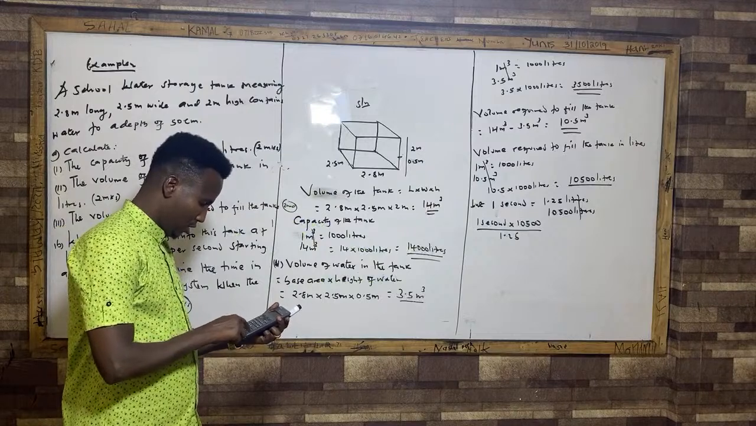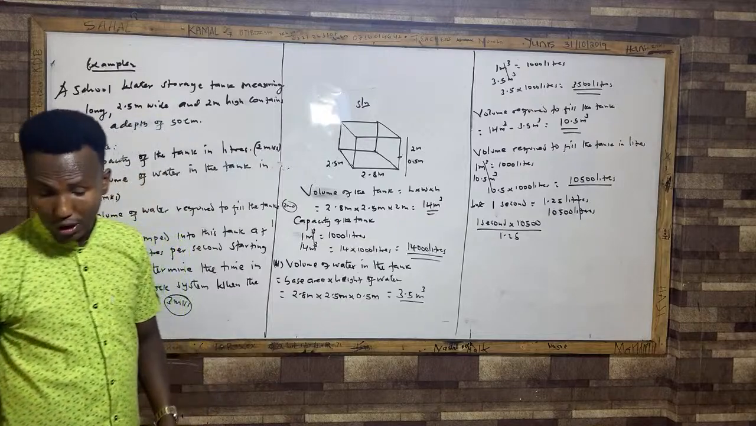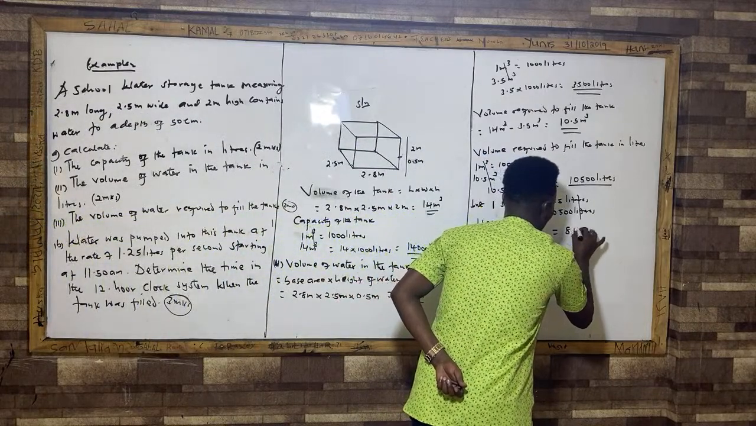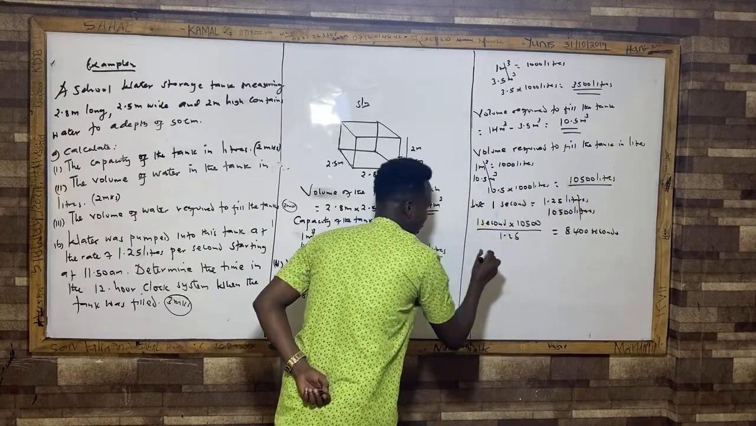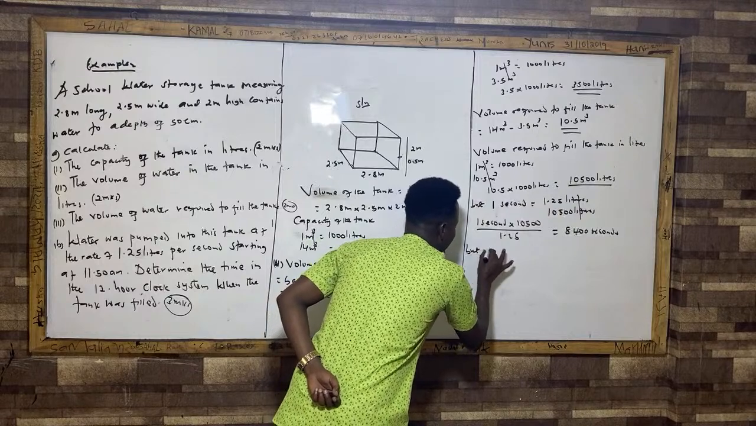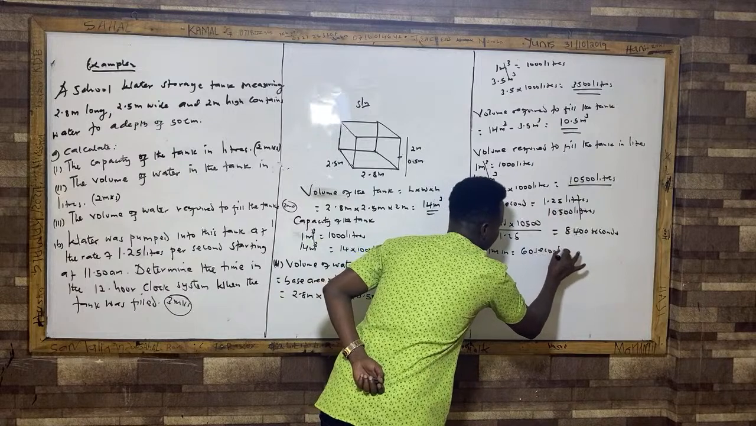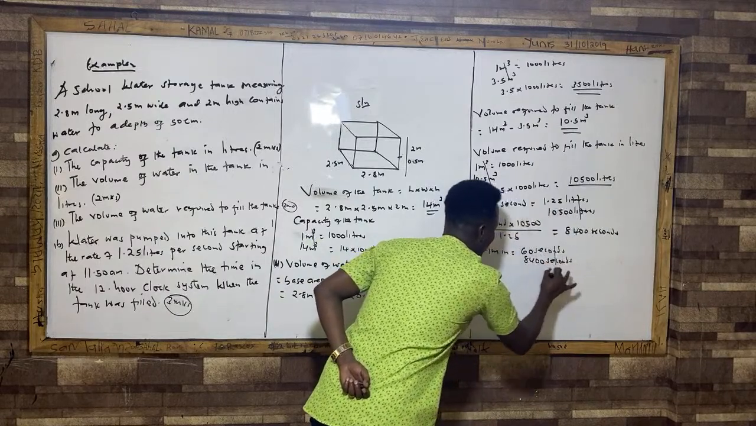10,500 divided by 1.25. So that gives me how much? 8,400 seconds. Let me convert this again. One minute is equal to what? 60 seconds. What about 8,400 seconds? Look at this one, cancel.